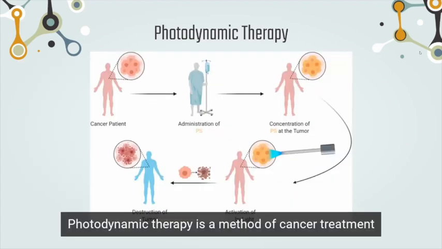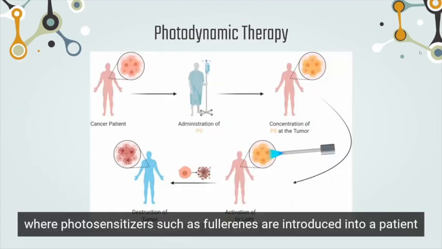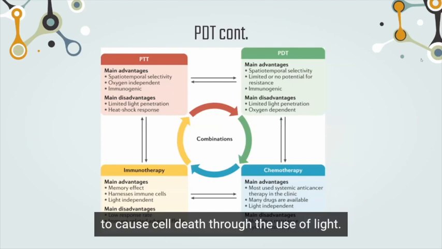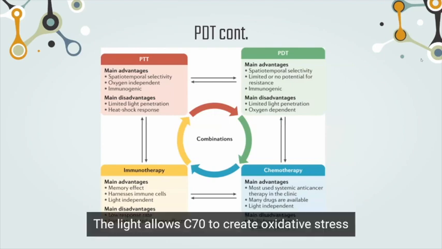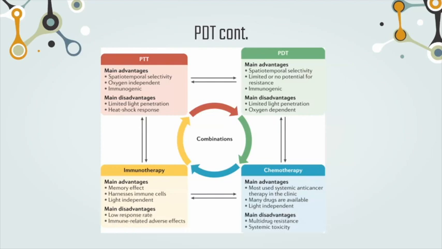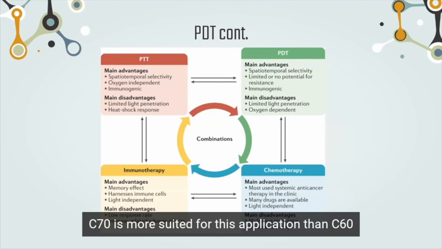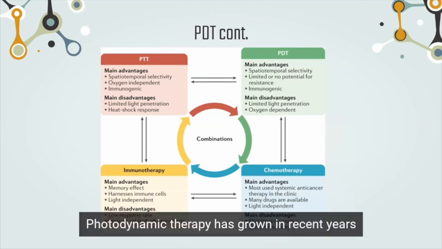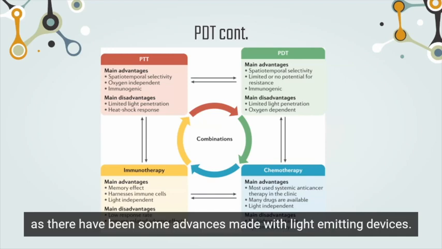Photodynamic therapy is a method of cancer treatment where photosensitizers such as fullerenes are introduced into a patient and then selectively activated in tumor cells to cause cell death through the use of light. The light allows C70 to create oxidative stress within targeted cells, which causes death. C70 is more suited for this application in comparison to C60 due to its higher absorption intensity in the visible spectrum. Photodynamic therapy in general has grown in recent years, as there have been some advances with light-emitting devices.